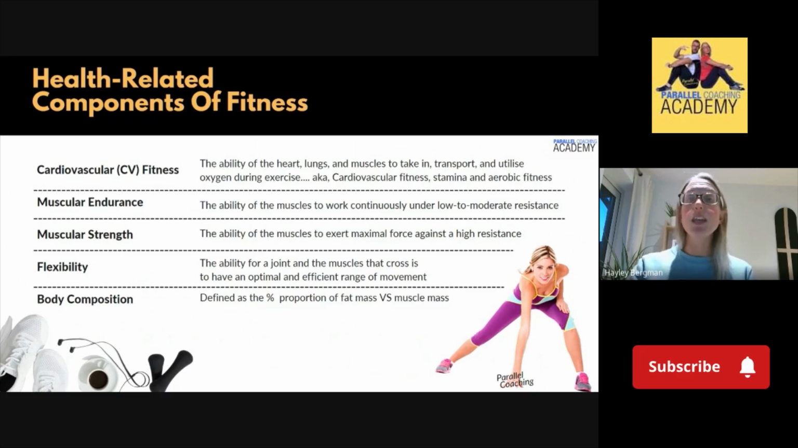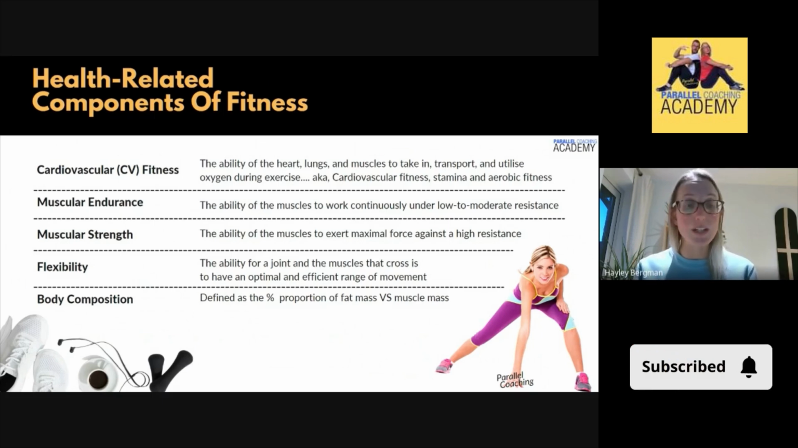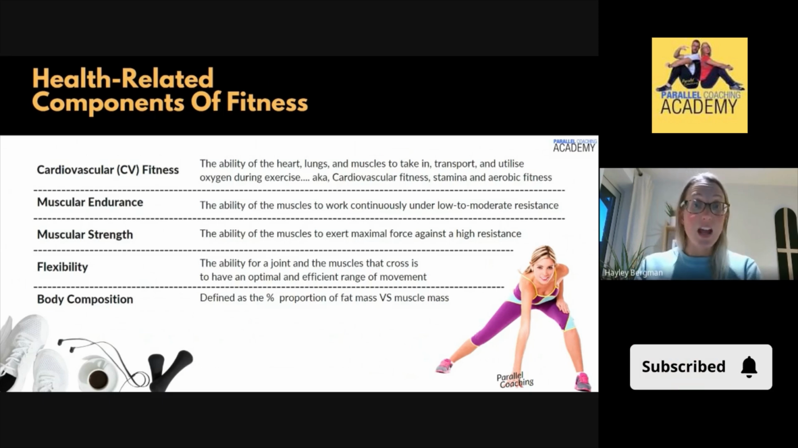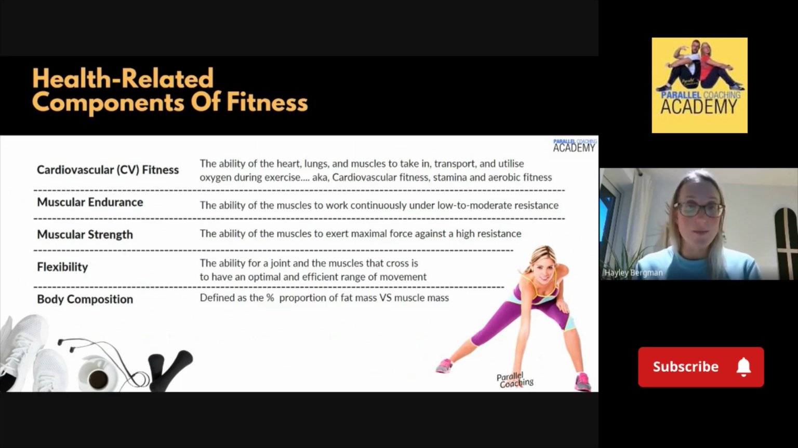So can they keep going on a lighter weight? Then you've got muscular strength, and this is the ability for muscles to exert maximal force against a high resistance. So now we're heavier in that load, but it means that we maybe can't do as many of them. Maybe it's maximal, maybe it's 1 or 2 or 3, but it's strength of that muscle.